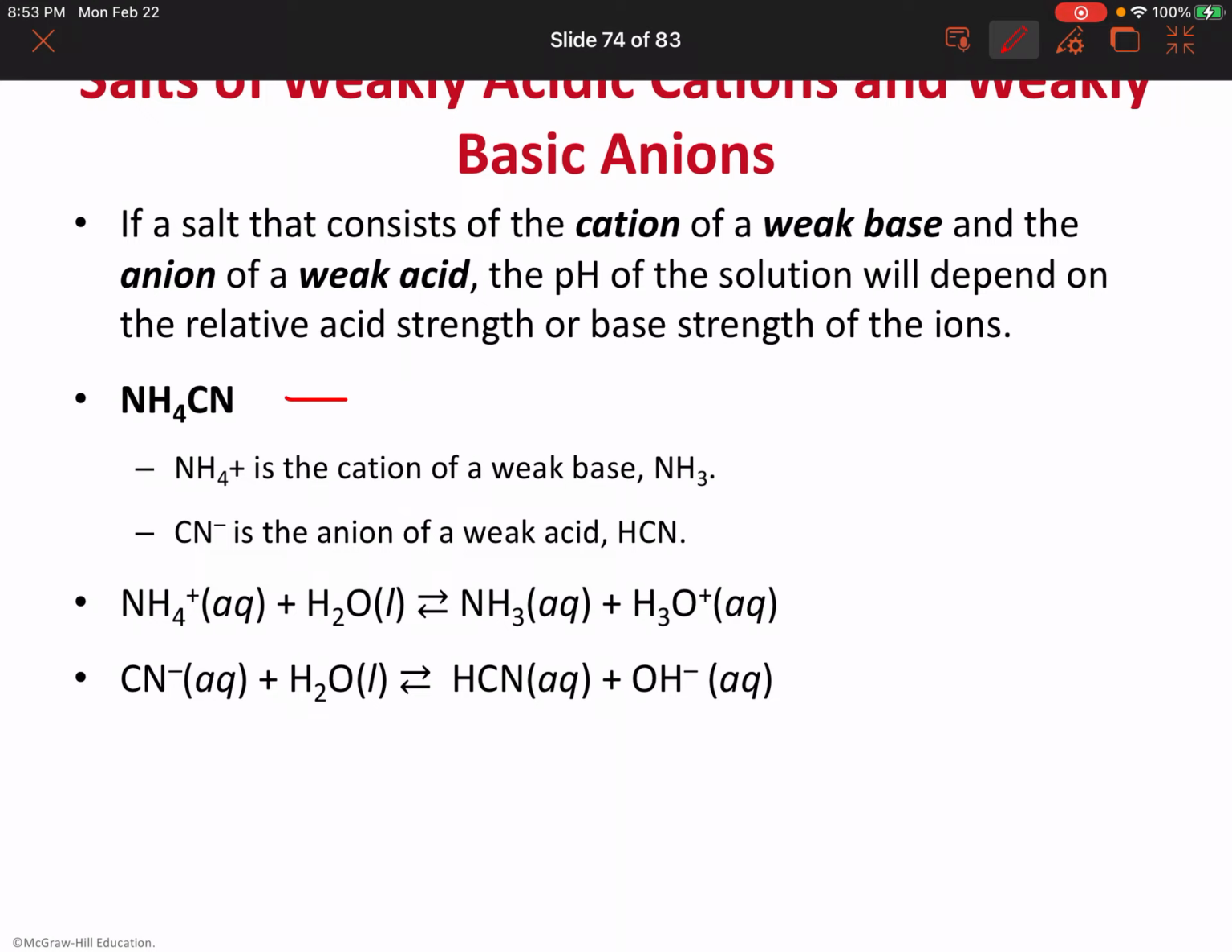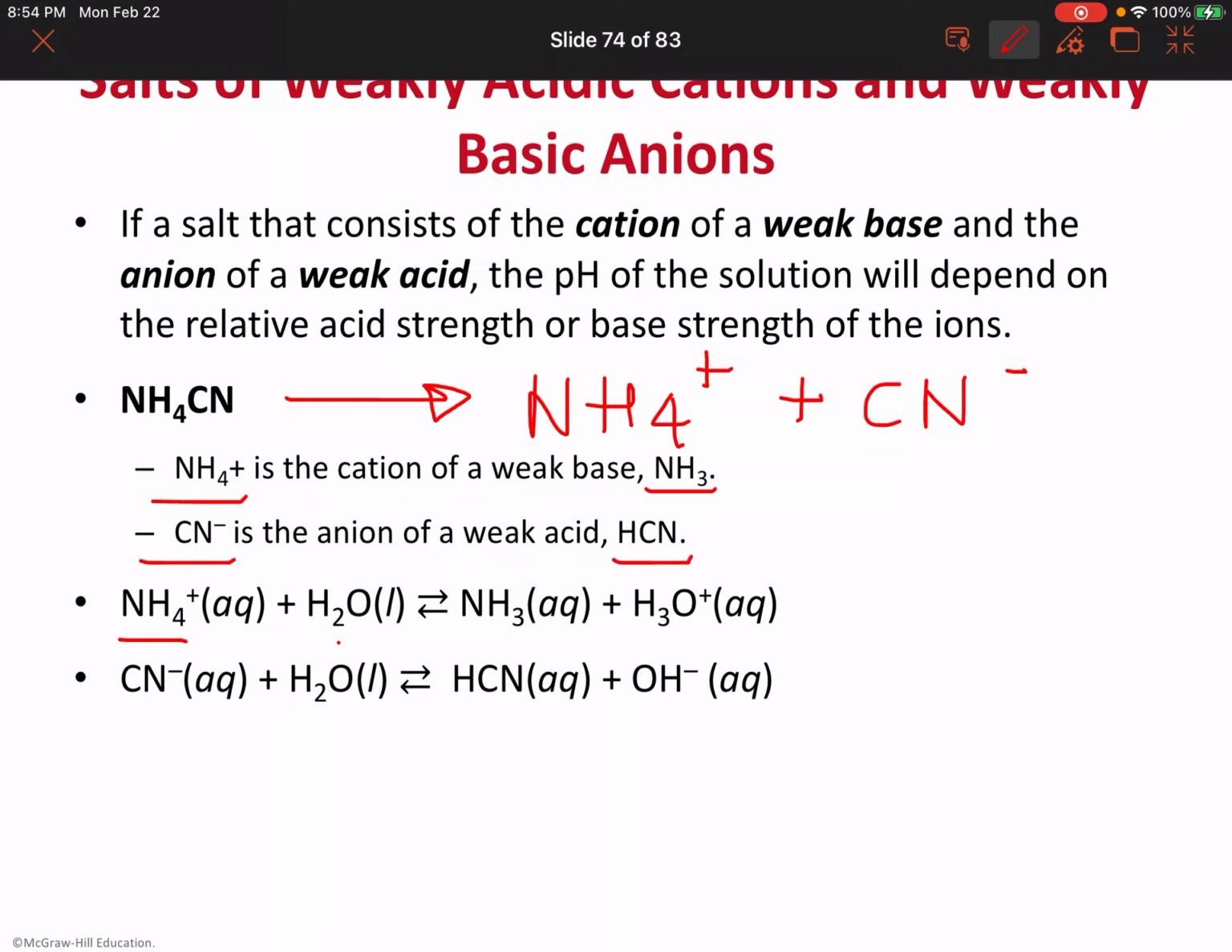The first thing that you need to figure out is whether it creates an acidic solution or a basic solution when you put this in water. You have to break this into its counter ions. So ammonium cyanide is made up of ammonium ions and cyanide ions. Ammonium is the cation of a weak base, ammonia, and cyanide is the anion of a weak acid, HCN. Now when you put the ammonium ion into water, what's going to happen?